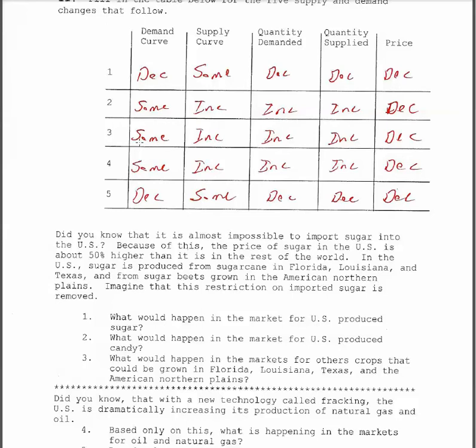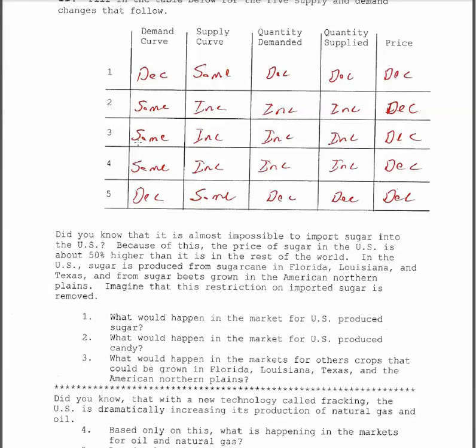In the third one, this is the hard question. The first two I thought were easy. What would happen in the market for other crops that might be grown in Florida, Louisiana, Texas, and the American Northern Plains, where they currently grow sugar, either beet sugar or cane sugar? And what would happen is that the opportunity cost of growing sugar would go down, since there's not as much money in it. The price went down, and those farmers would look for other things to plant. And so there would be an increase in the supply curve of whatever those other things are.